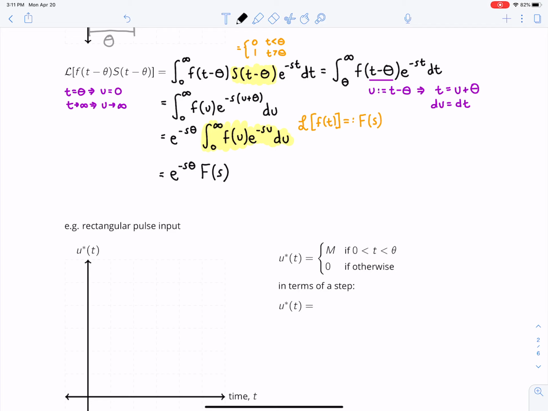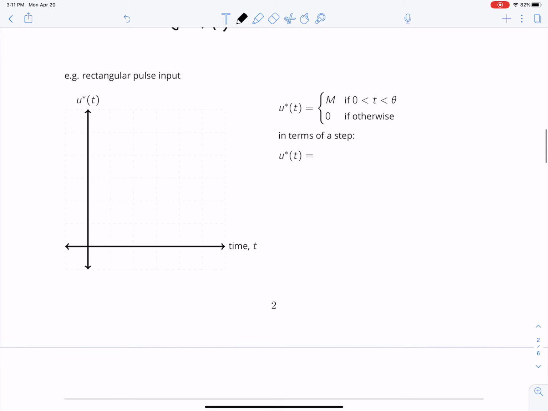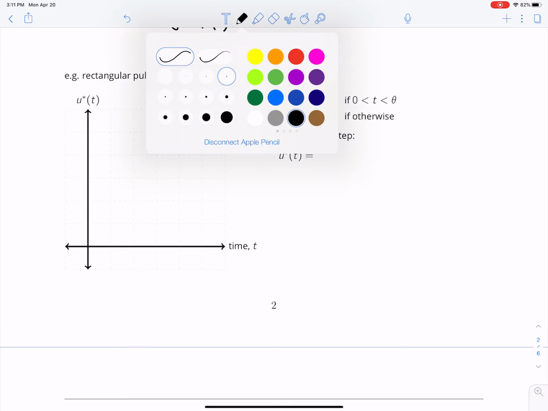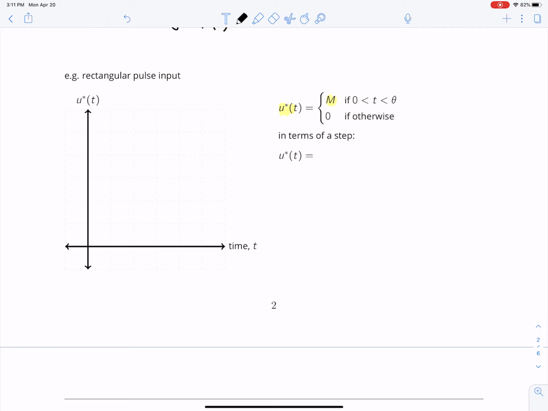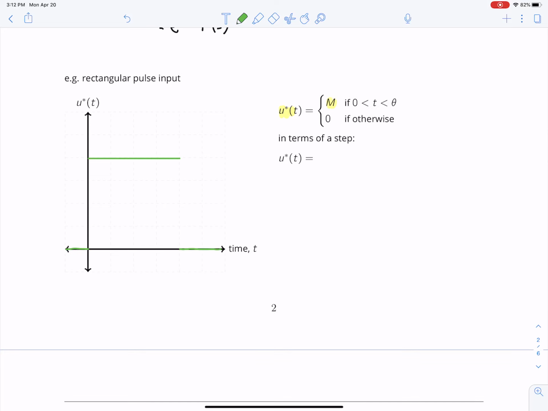As an example, let's consider a rectangular pulse input. I've defined it here. So the rectangular pulse input right here is m if t is between 0 and theta, and it's 0 otherwise. So basically, the rectangular pulse is m, and then after a certain time, it drops off, okay? And it's 0 again. And this value here is theta. This value here is m.